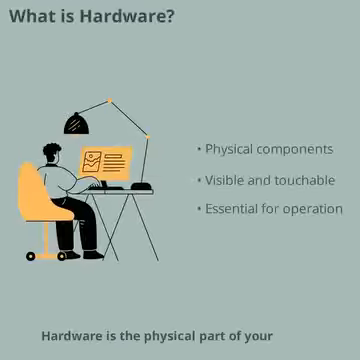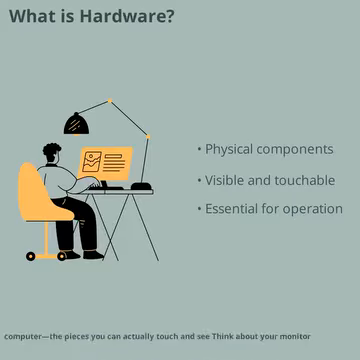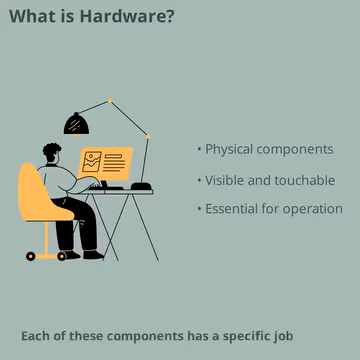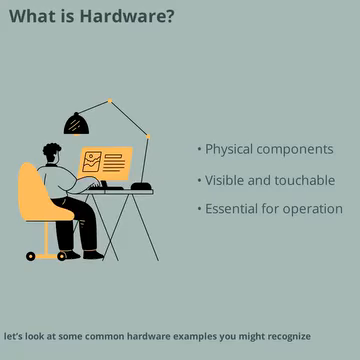Hardware is the physical part of your computer, the pieces you can actually touch and see. Think about your monitor, keyboard, mouse, and even the computer's case. Inside, you'll find more hardware like the CPU, hard drive, and memory chips. Each of these components has a specific job working together to make your computer function. Without hardware, there would be nothing for the software to run on. Next, let's look at some common hardware examples you might recognize.